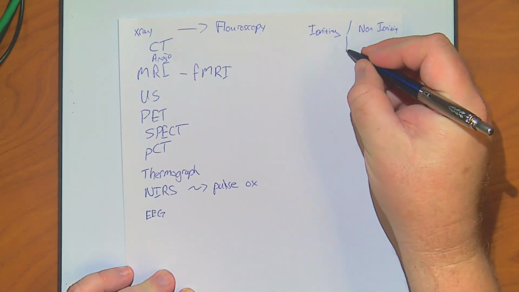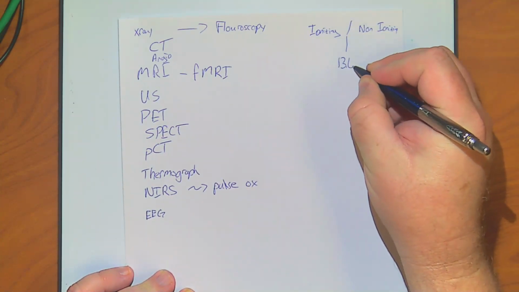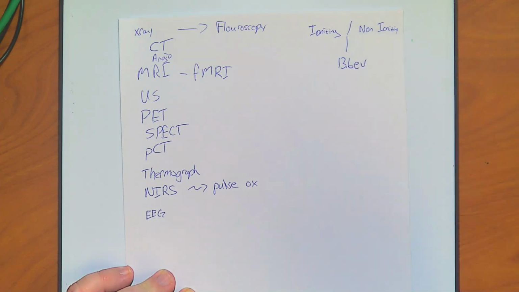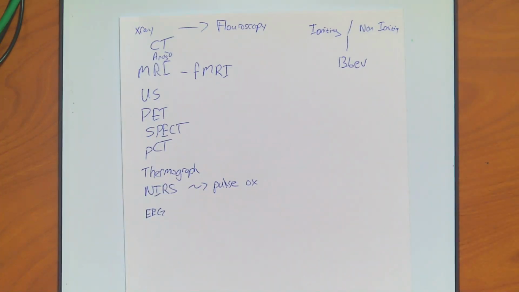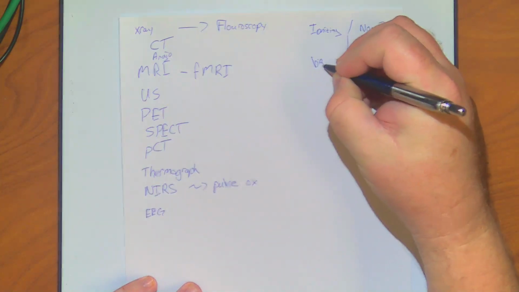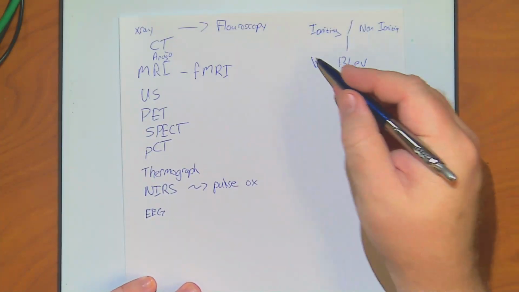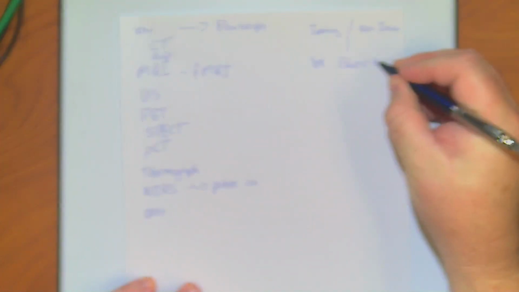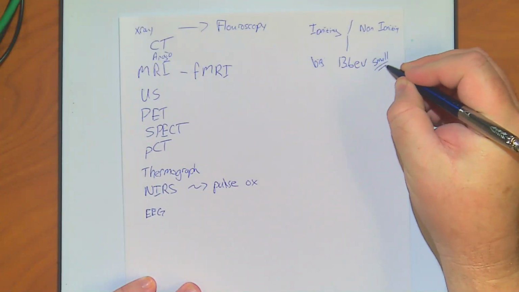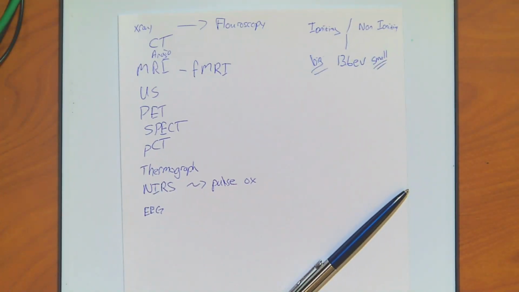So that breakpoint is 13.6 electron volts. That's the magic number. If it's bigger than that, then it's ionizing. If it's smaller, then it's non-ionizing.